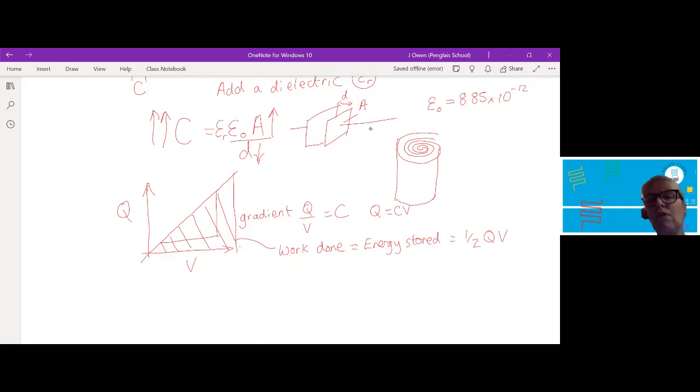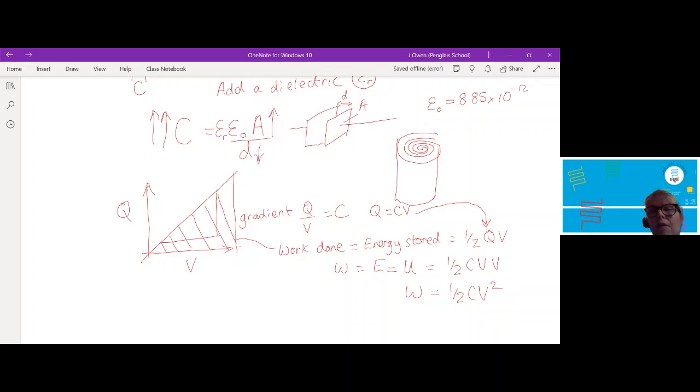So if we've got the charge as CV, we can pop it in for the charge here to get the work done or the energy stored, and sometimes we call it the internal energy U, which is equal to half CV times V. So that gives us half CV squared.